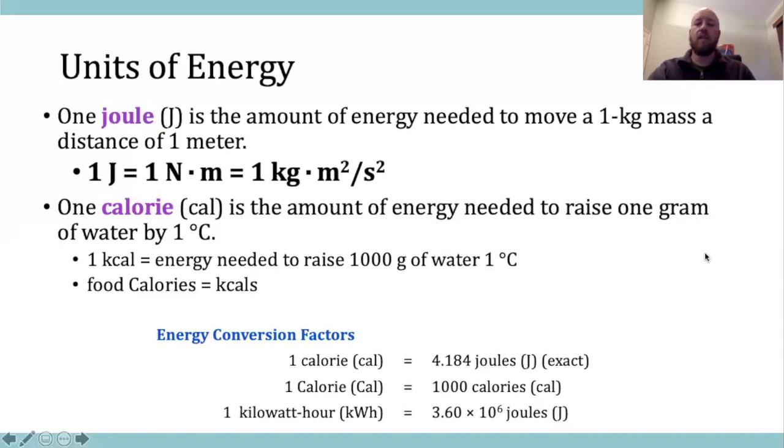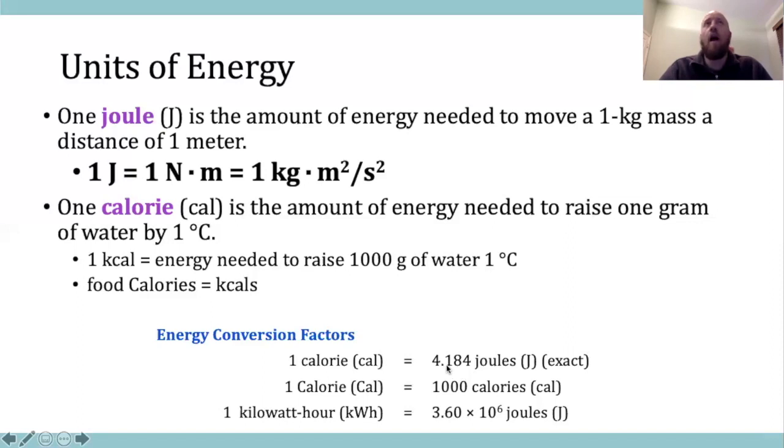We have a second unit of energy here called a calorie. Most of us are familiar with a calorie, at least in some ways, or at least we think we know what a calorie is. A calorie is defined as the amount of energy needed to raise 1 gram of water 1 degree Celsius. That value comes out as 4.184 joules.